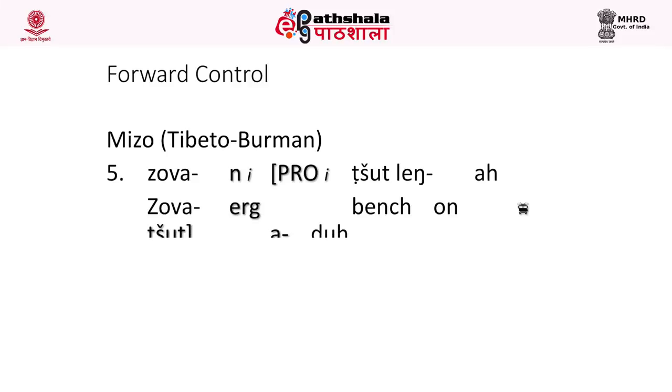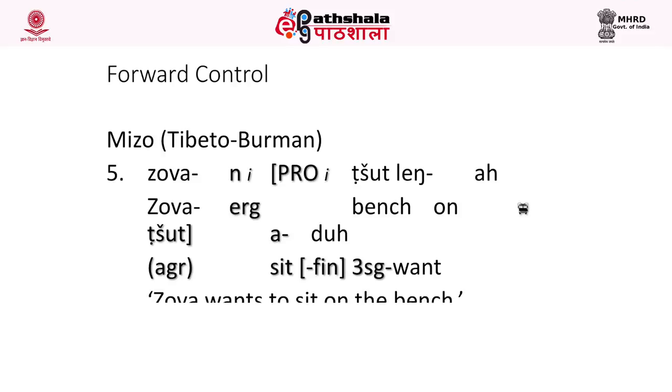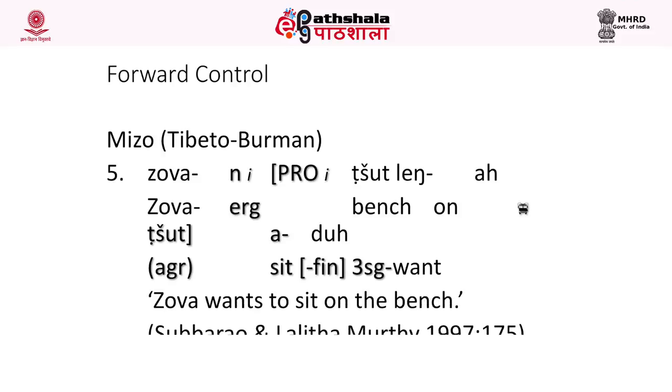Zavan chutlenga chut adu. Zava wants to sit on the bench. Now, want is a transitive verb. Therefore, it requires the ergative marker N with the subject. Zavan adu is the matrix clause. And the verb to sit is minus transitive. It requires a pro because it is infinitive.